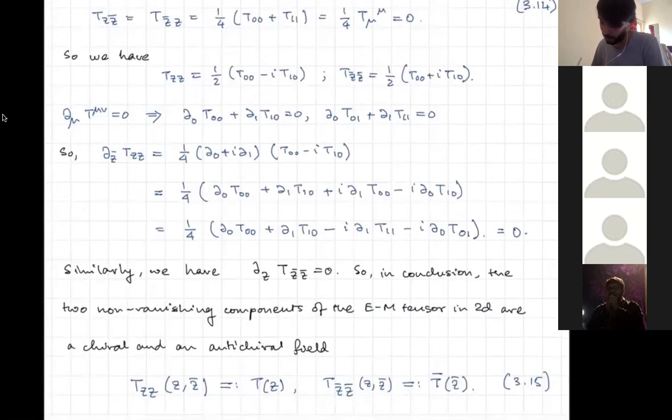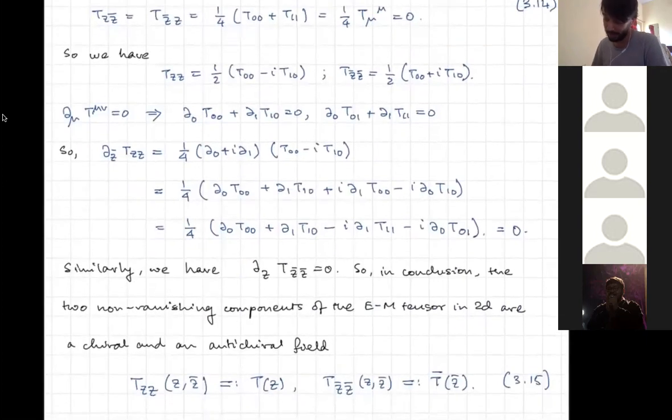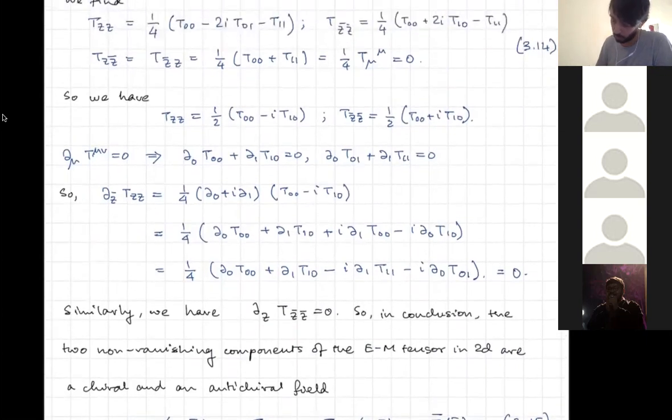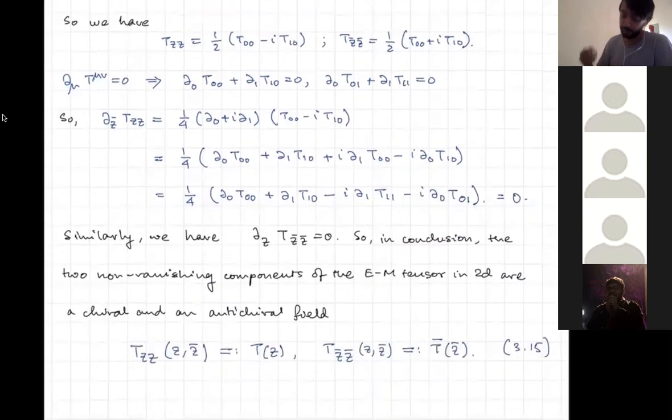So similarly, you can also get that del z of Tz z bar is equal to 0. So what you find is that the two things that we had that were non-vanishing, these two guys, del z bar of this is equal to 0, and del z of this is equal to 0. So that means one of them is holomorphic, and the other is an anti-holomorphic function, or if you wish, a chiral and an anti-chiral field.